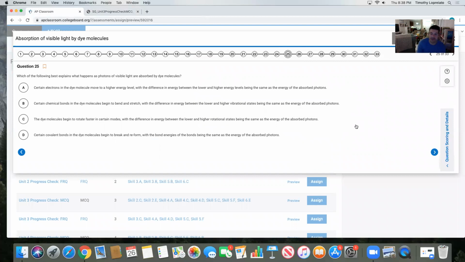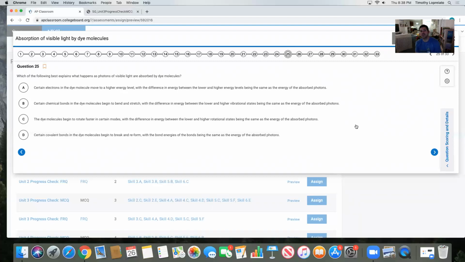All right, 25. Which of the following best explains what happens as photons of visible light are absorbed by dye molecules? All right. Just remember from that spectroscopy video, visible light and UV have to do with electronic transitions. The infrared has to do with the vibrations, and the microwave has to do with the rotations. So that might be coming up in this question. So it's a good thing we reviewed that.